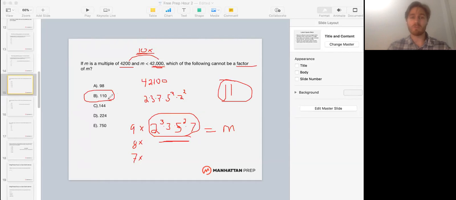And so answer choice B clearly has a prime factor of 11. It clearly is 11 times 10, and that can't be a factor of this number because 11 can't be a factor of this number. All based on prime factors and some good GMAT clue picking up. That's the official way to say it, clue picking up.